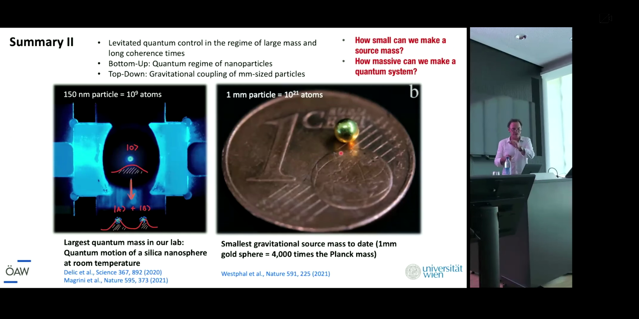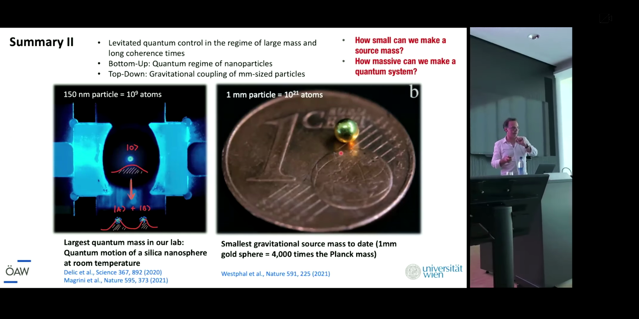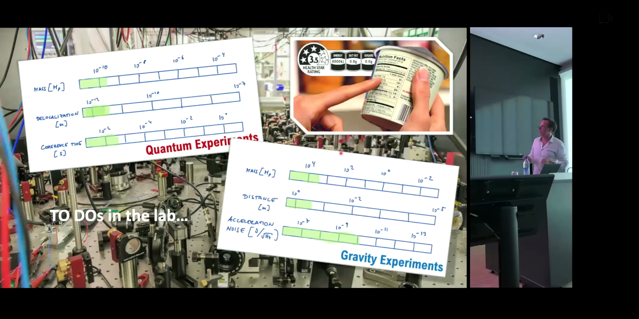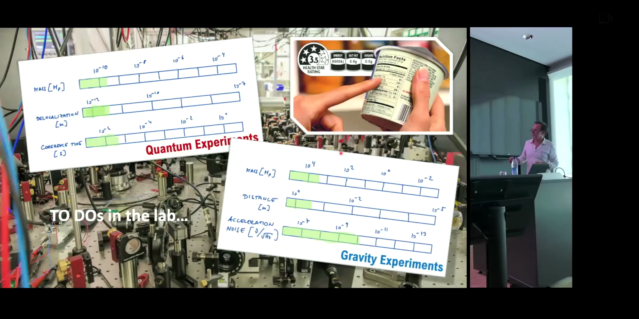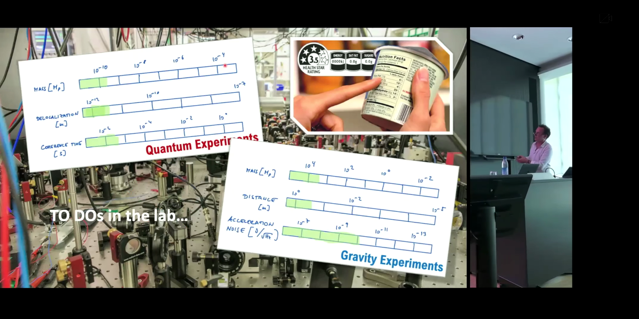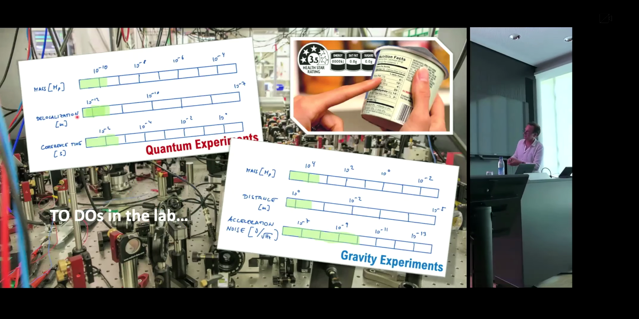We have a little roadmap in our labs in the form of food labels. You see for the quantum experiments, there are 3 parameters: mass, delocalization, coherence time. The mass we want to push up to 10 to the minus 4 Planck mass. Delocalization we want to push up to a few hundred nanometers.